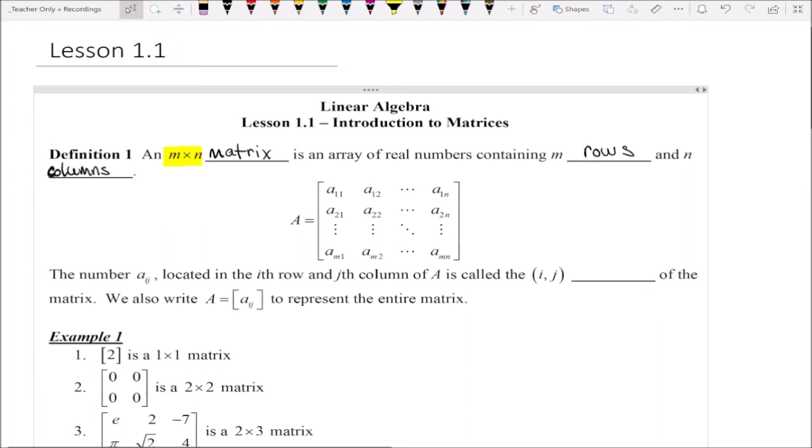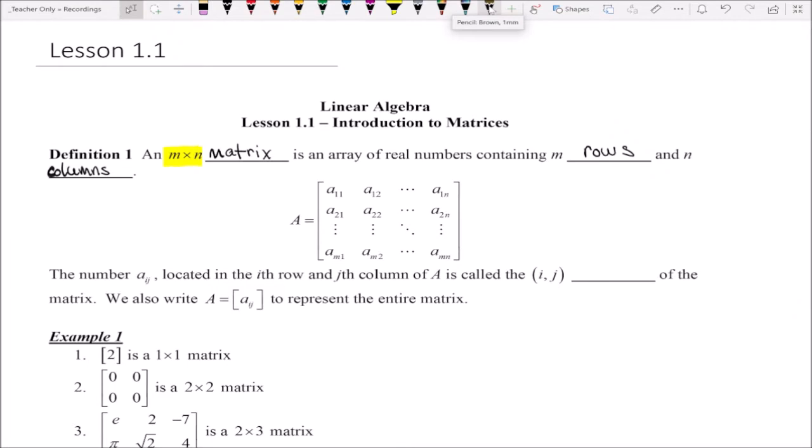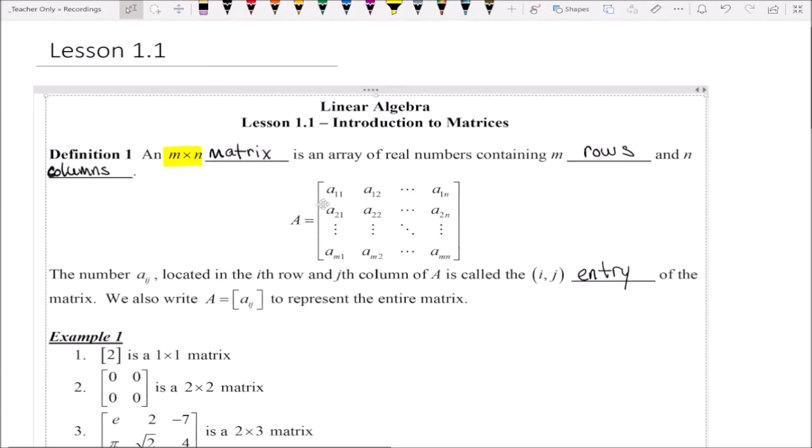Each of these numbers, a11, a12, and so on. So each number aij, located in the ith row and the jth column of the matrix A, is called the ij entry of the matrix. So all of these numbers are called entries of the matrix.